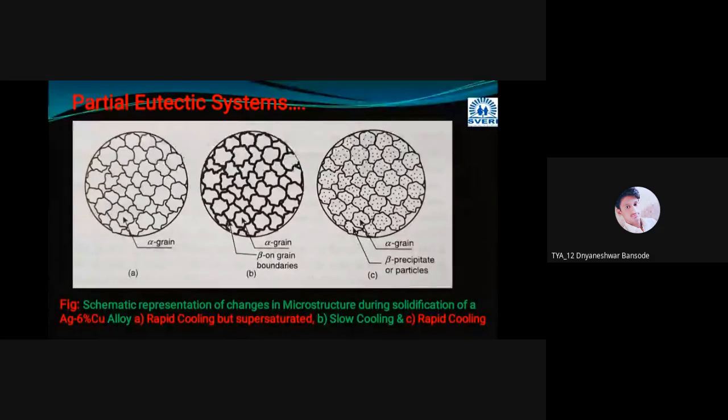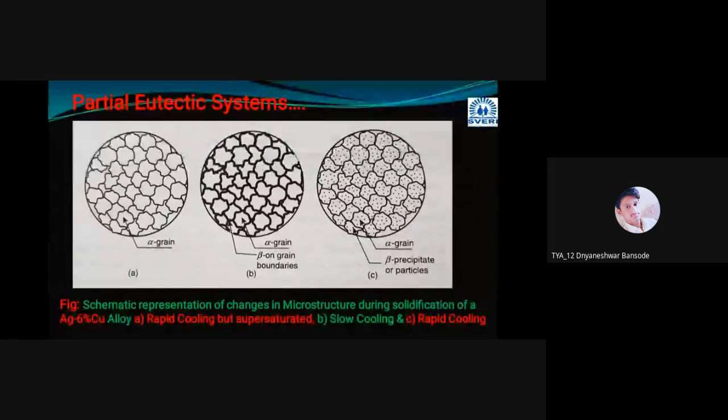Those particles are nothing but the beta grains. So these will be the microstructures. Then you will clearly get one question: why are these beta grains coming out from the alpha grains, why is there not a microstructure like the one shown in diagram A?